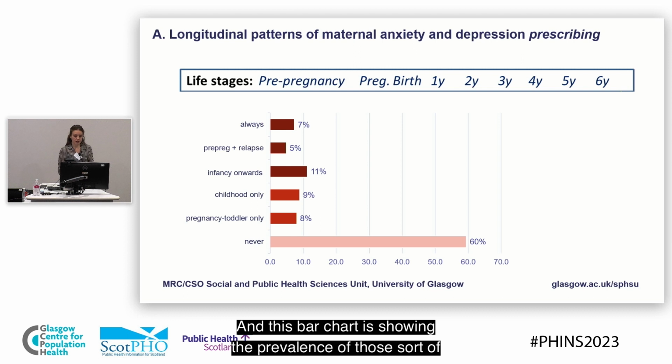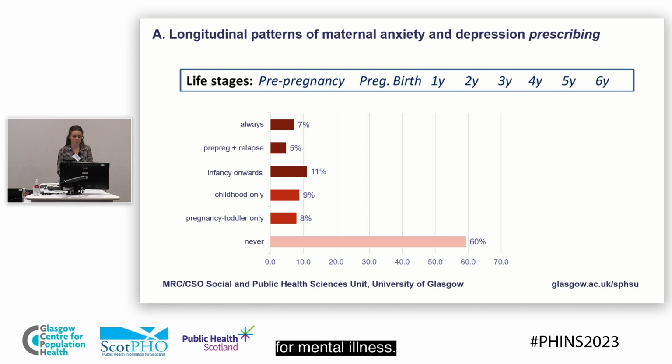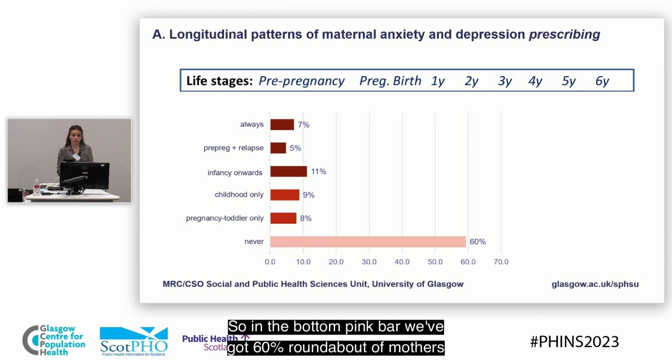And this bar chart is showing the prevalence of the most common longitudinal patterns of prescribing for mental illness. So in the bottom pink bar, we've got 60% roundabout of mothers who were not prescribed over that period. In the two mid-red bars, they're mothers who were being prescribed for relatively short periods, whether it be earlier on in that period or childhood. Then the top 3 darker red bars are those who are being prescribed over longer periods of time.